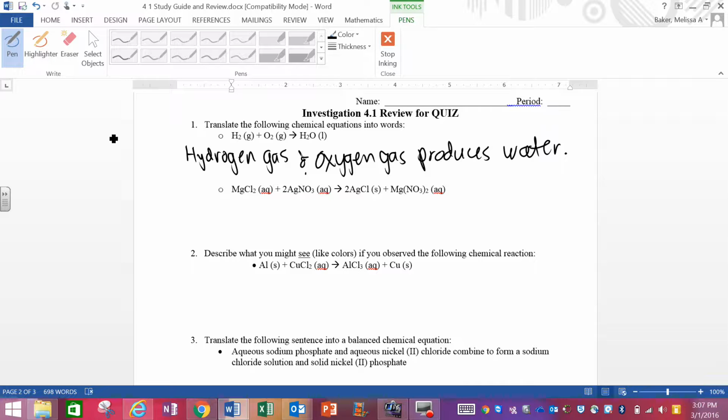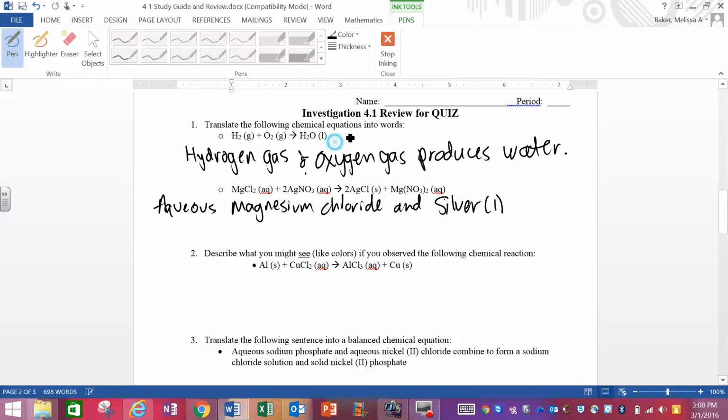And for the second one here, we're going to say aqueous magnesium chloride and silver 1 nitrate. The Roman numeral 1 is because silver is a transition metal. Nitrate is always a -1 charge. Since 1 silver is canceling it out, silver must have a +1 charge.